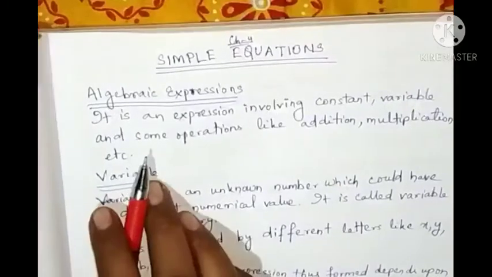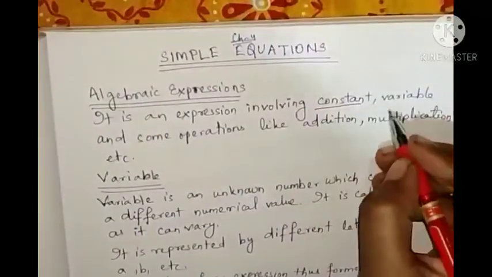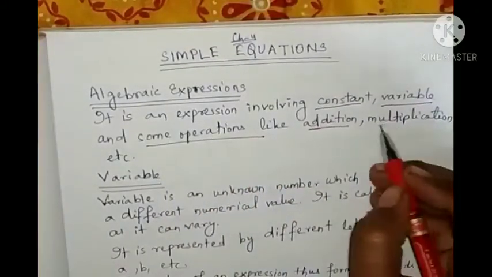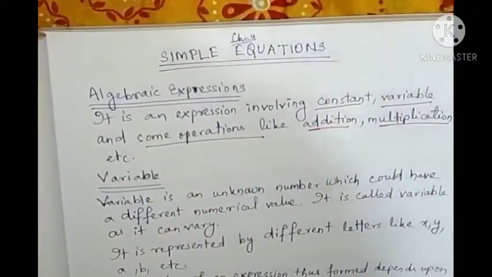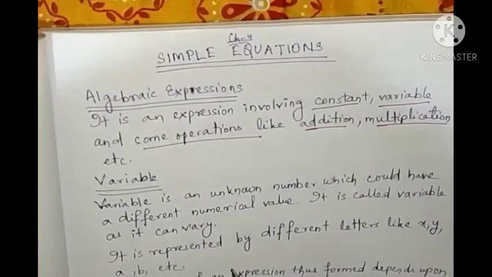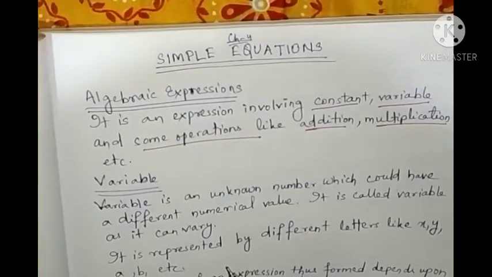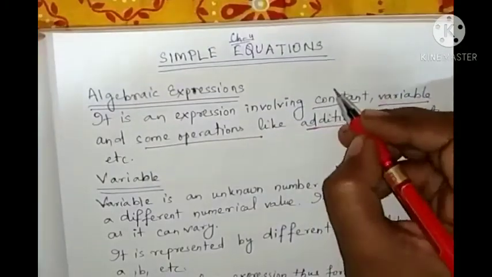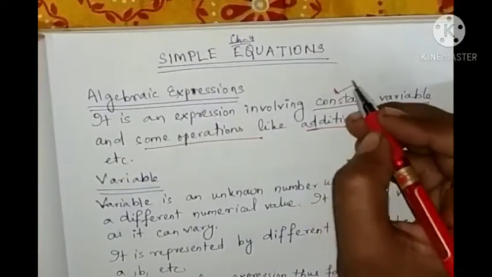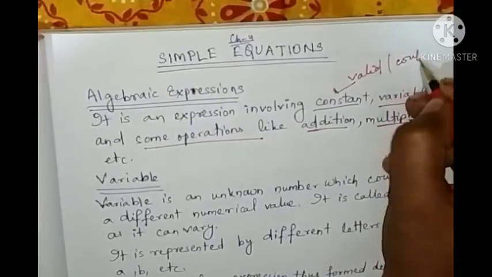An algebraic expression is an expression involving constants, variables and some operations like addition, multiplication, division and subtraction, etc. Here a constant is there, a variable is there. Constant means a number whose value will not change. It cannot be changed.